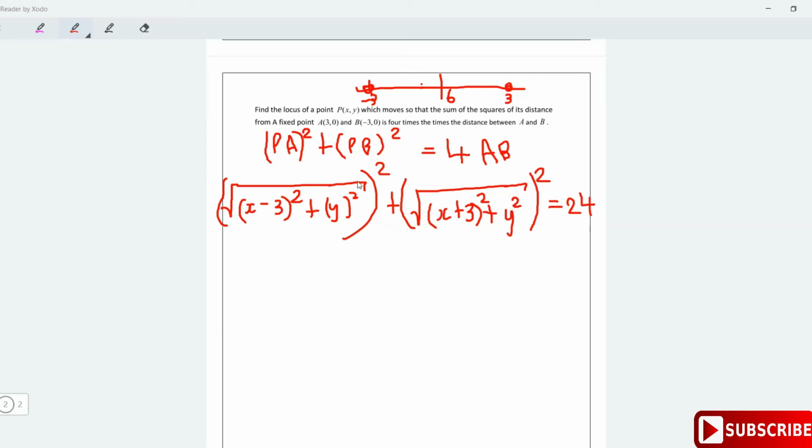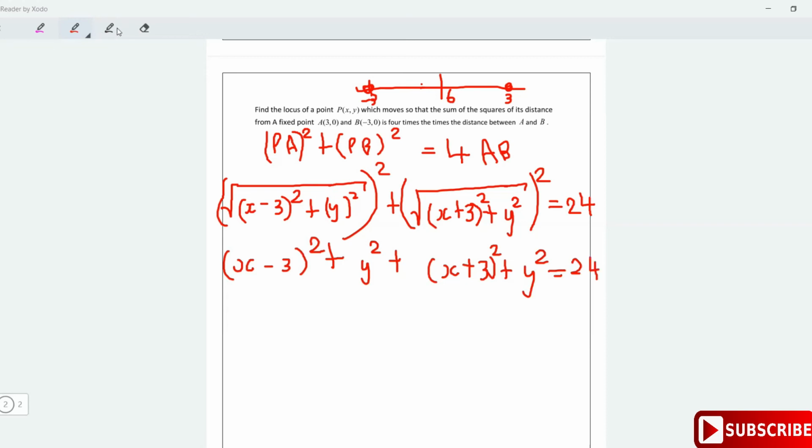So now when we square this, the square gets rid of the square root. What we end up with is (x minus 3) all squared plus y squared, plus (x plus 3) all squared plus y squared, and that is equal to 24. So let's finish this off real quickly.